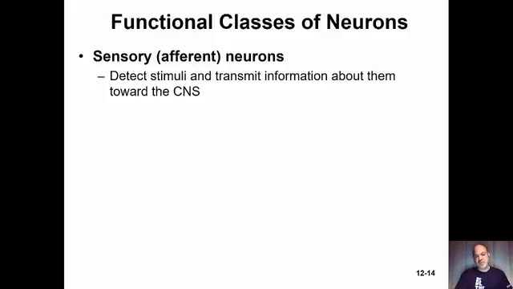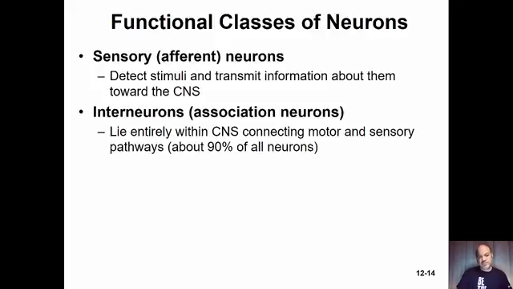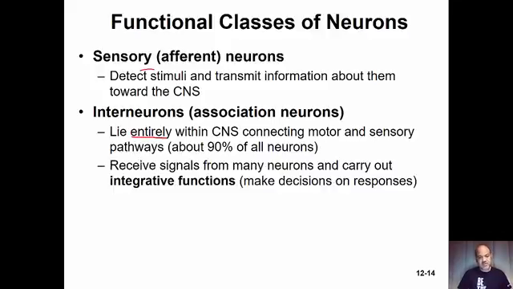There's the sensory or afferent neuron. These are going to be the ones that bring information into the central nervous system. They detect stimuli and transmit information about them towards the CNS. Then we have interneurons, or association neurons, and they're going to lie entirely within the CNS, and they're going to connect the motor to the sensory. So we're talking about sensory, interneuron in the middle, then the central nervous system, and then connect to the motor neurons. So these interneurons receive signals from many neurons and carry out integrative function. So basically processing, making decisions about what kind of responses are going to result.